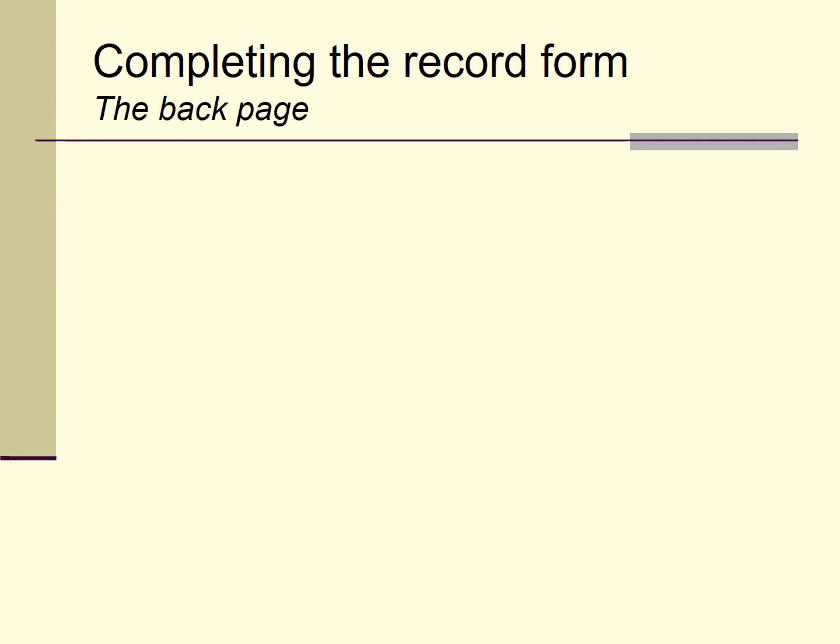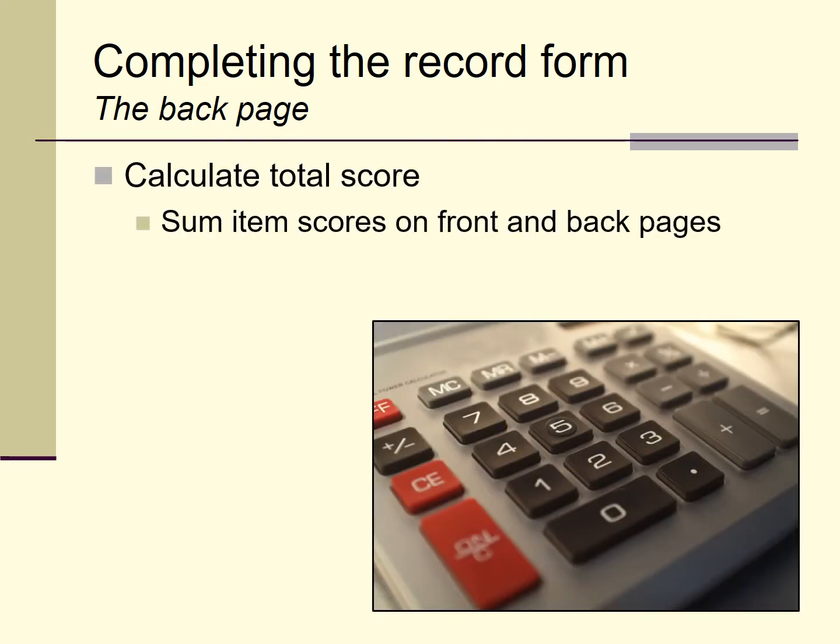The back page of the instrument, as you probably know if you've seen one of these before, just has a space for you to total up the score, and the score for any person is just the sum of the number values associated with each of the responses that they endorse for each of the items on the test. And so it's just some simple math. Although, be careful, use a calculator if necessary. Don't mess it up.